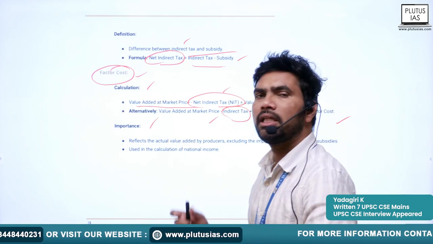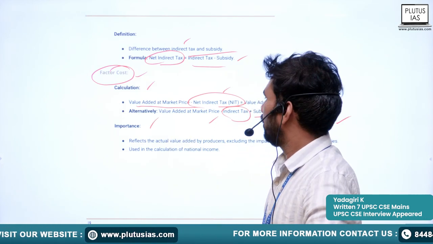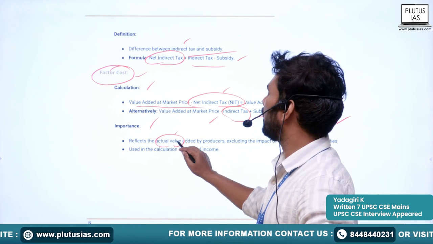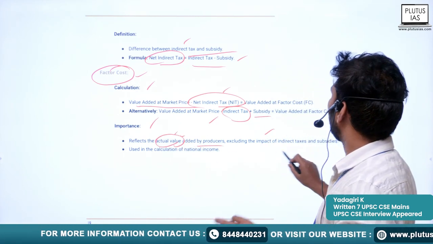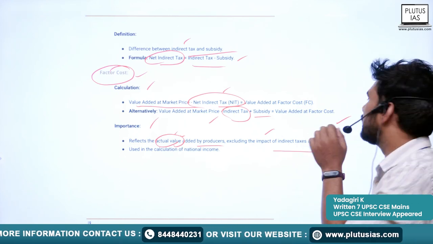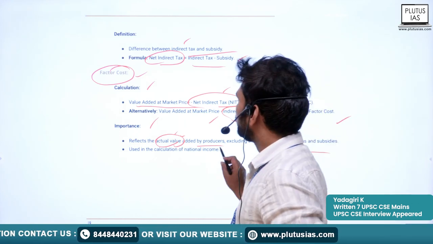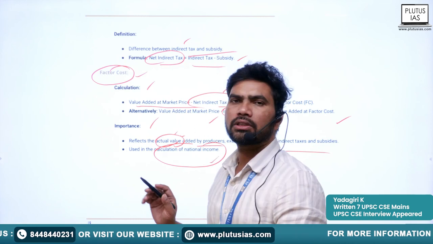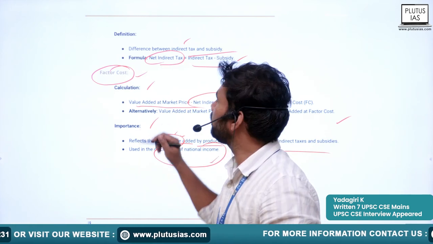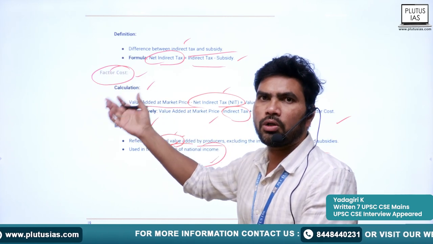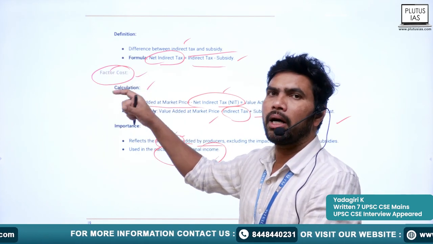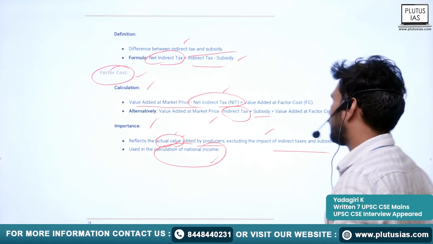Importance: if we understand the production at the factor cost, it reflects the actual value added by the producers, right, excluding the impact of indirect taxes and subsidies provided. So this is used in the calculation of national income. For that matter, we will use both concepts, production at the factor cost and production at the market prices also, right.